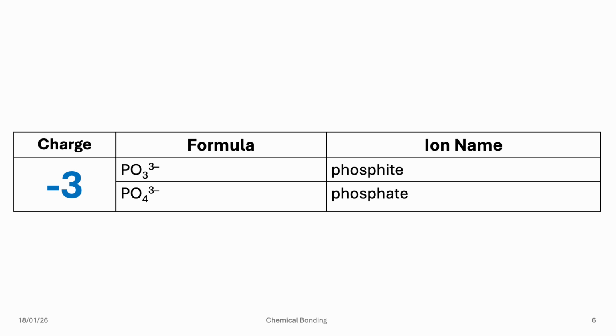And last, the -3 anions. PO3 3- is called phosphite, and PO4 3- is called phosphate.